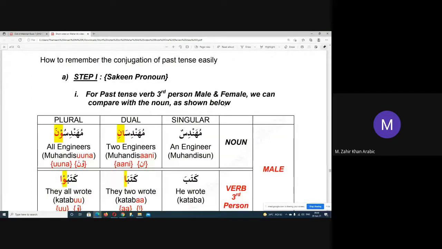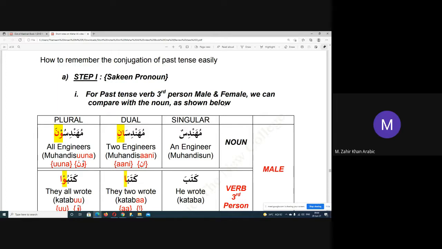So in the past tense, they have divided into two: one is sakin pronoun and one is mutaharrik pronoun. What is sakin pronoun and what is mutaharrik pronoun? We can remember the past tense with the help of nouns. We are just comparing the noun and the verb, whether it is matching or not. For example, if you take a noun, Mohandisun, and a verb, kataba. Kataba means he wrote. For he wrote, we say kataba, and for an engineer, we say Mohandisun.